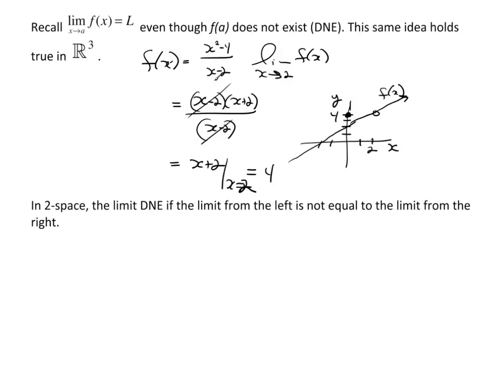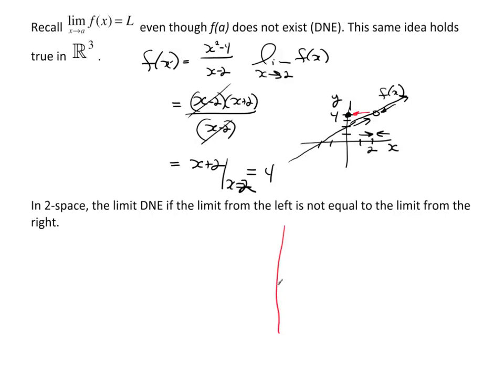But because of the original function, I end up with this 0 over 0 situation. Then I know what I have is a hole here. So the function itself is undefined when x equals 2, but the limit exists, because as I approach 2 from the left and the right, the function approaches the same limiting value, that being L, which is 4.